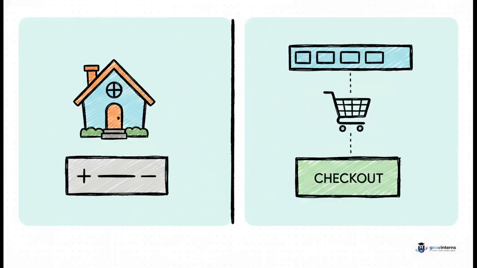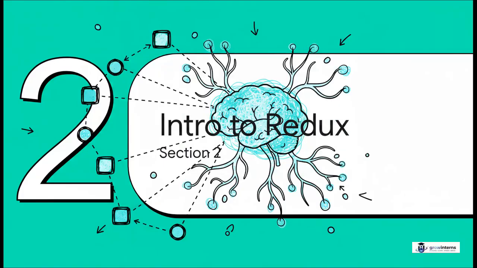And this brilliantly illustrates an absolutely crucial distinction we need to make: local state versus global state. Say you're building an e-commerce app. A product quantity selector on a single page, that's local state. It only really matters right there. But the logged-in user details or the total shopping cart count, that is global state. That data needs to be shared across multiple parts of your application, from the navigation bar all the way down to the checkout component.